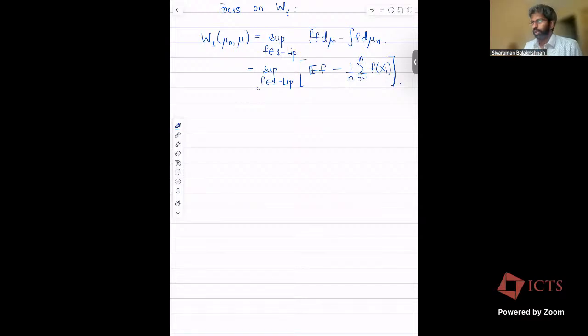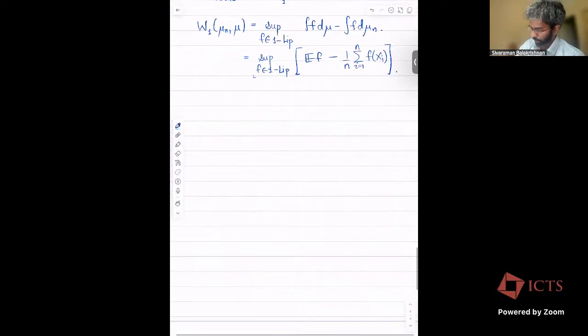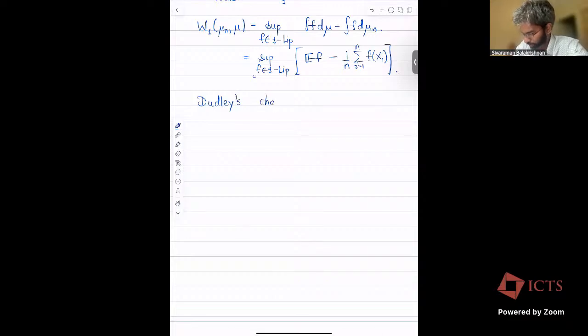Dudley, who also wrote some of the first upper bounds on the Wasserstein distance, studied empirical processes for a very long time. And so we will use a bound from there, and we'll see how it gives us these rates of convergence. So I will just state something. It's called Dudley's chaining bound. You can, again, look this up easily. It's a very famous result in empirical process theory.